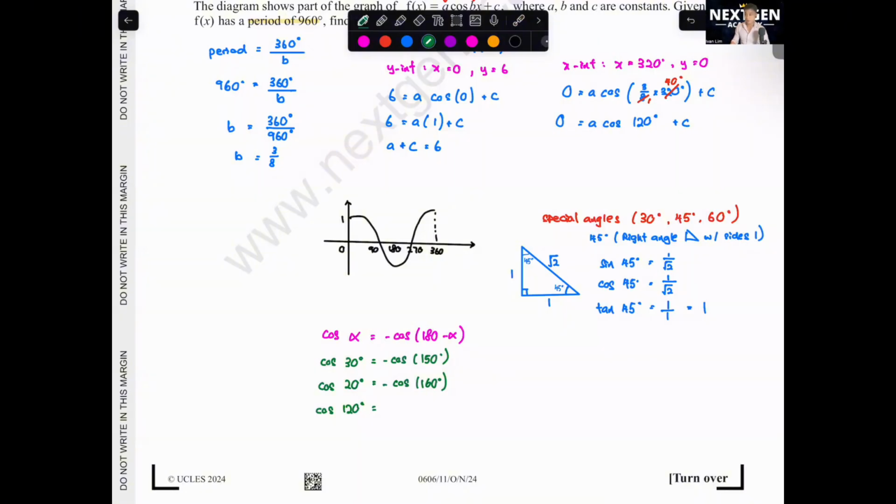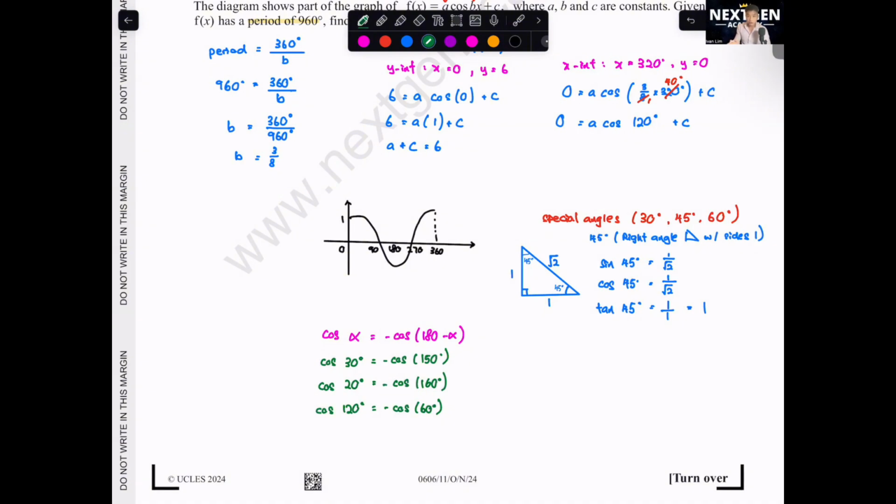Saad, how do you get negative 1/2? Your answer is correct. Okay, so cos 120 is equivalent to negative cos 60 degrees. Make sense? Okay, so we need to understand this property first without a calculator.